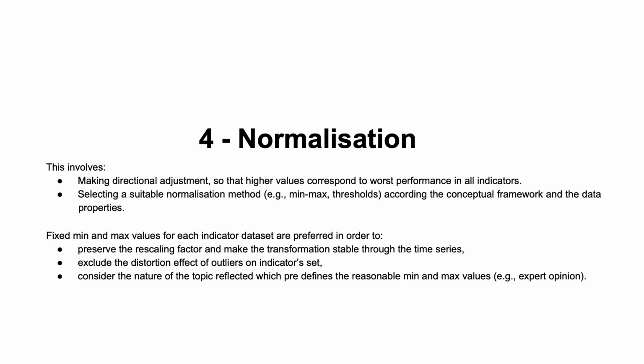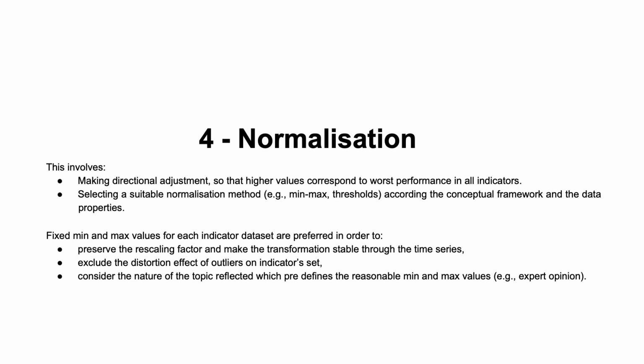In step 4, normalization brings indicators into a common scale, which makes the indicators comparable. This involves making directional adjustments so the higher values correspond to worse performance on all indicators, and selecting a suitable normalization method, that is, min-max and thresholds, according to the conceptual framework and the data properties. We need to process and interpret each dataset to ensure comparability. We process the datasets into a scale from 0, lowest risk, to 10, highest risk, for each dataset in each region and subregion of the model.